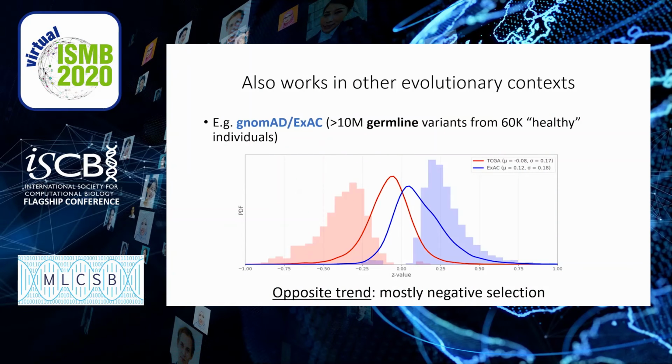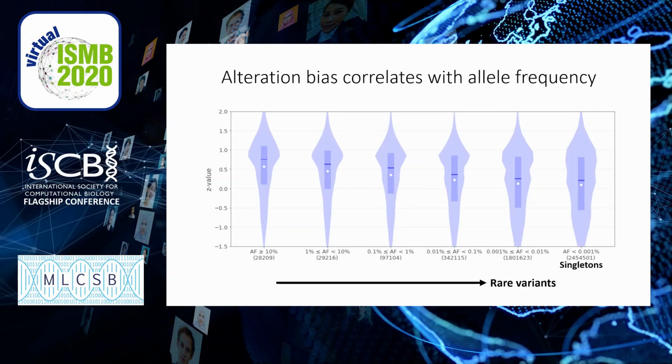It's also worth saying that you can use Fabric in other evolutionary contexts as well. So for example, if instead of cancer you feed it with germline variants from the human population, you will actually observe the exact opposite trend. So here in red you can see cancer genes, which are mostly dominated by positive selection, as opposed to standard variants from the human population, which are dominated by negative selection. And as expected, this also correlates with the allele frequency. So for example, for common variants, we see that they tend more to negative selection.